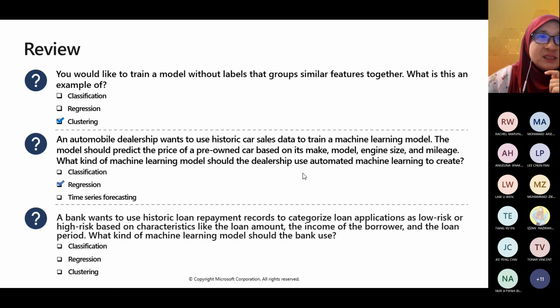Okay. This is regression. Okay, and the third one, a bank wants to use a historic loan repayment, required to categorize loan application. Nah, ni ada kat situ categorize, classification. You can set them as a same term lah. To categorize loan application as low risk or high risk based on the characteristics like the loan amount, the income of the borrower, and the loan period. What kind of machine learning model should the bank use? Okay, you have classification, low risk and high risk lah.